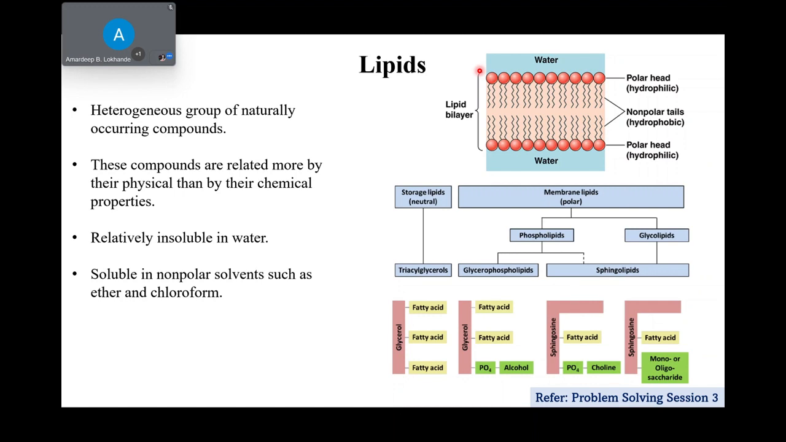So this could be phospholipid or glycolipid. This phospho and glyco is based on what kind of additional polar group they have on their surface. So if they have a sugar, they are called glycolipids. If they have a phosphate group, they are called phospholipids.